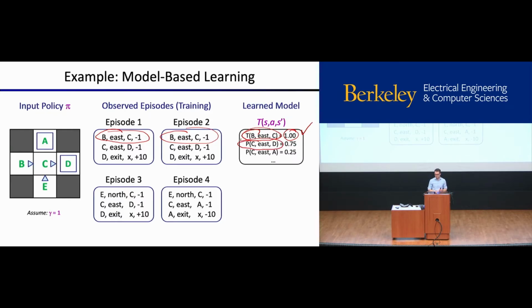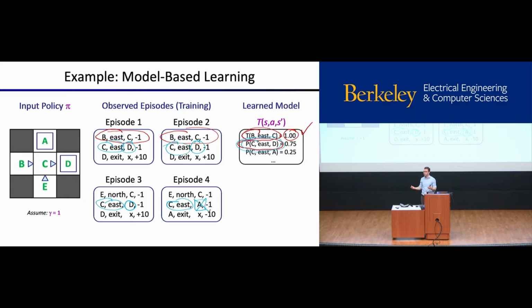C goes east to D. Well, there's lots of potential C easts. Let me use a different color. We'll use blue for this. Here's a C east, here's a C east. There's a C east in every episode. And how many of them wind up in D? Well, this one does, and this one does. This one winds up in A, so that doesn't count.